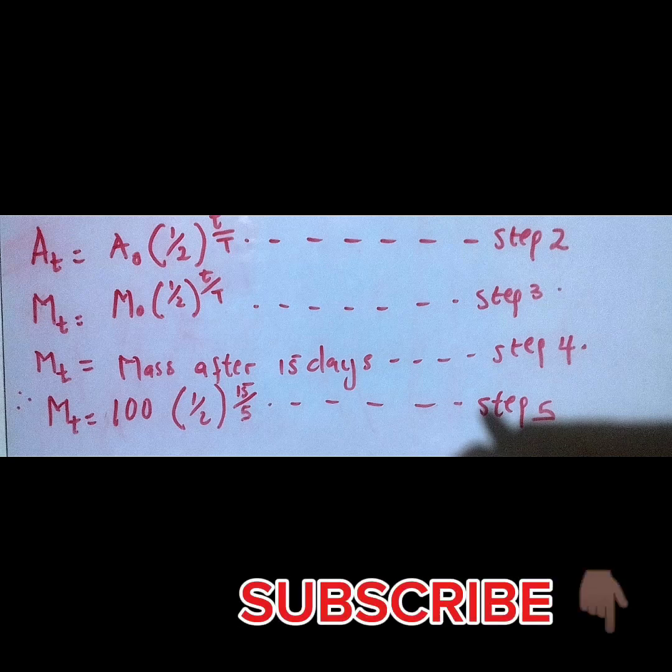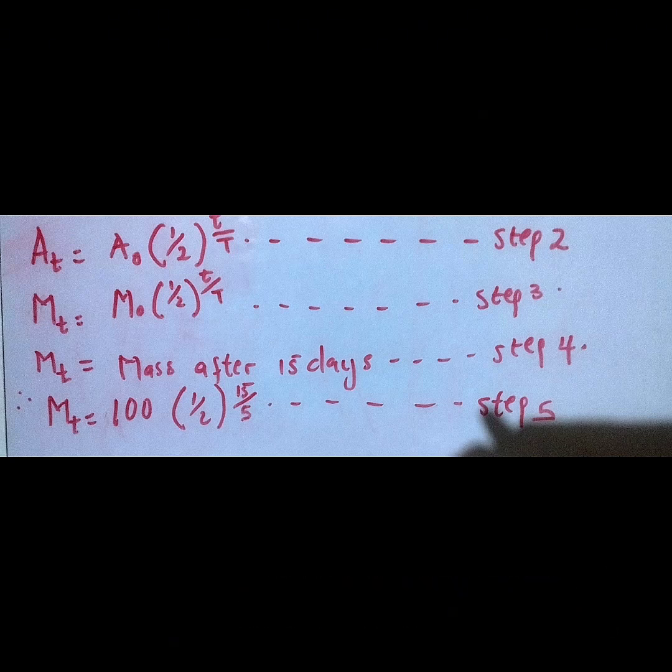So we input this formula. This is the general formula for activity of radioactive elements undergoing decay. But we are talking about mass here. That's why I changed the value. So instead of having activity, I put mass of T, which is equal to mass initial, times half, raised to the power of T, which is our time, over the half-life. So this mass at that particular time is equal to mass after 15 days.